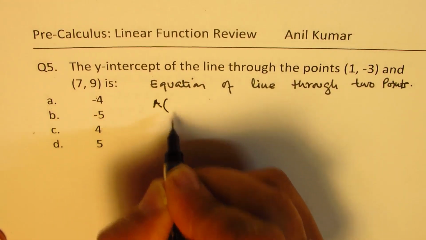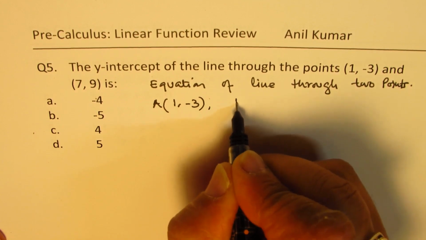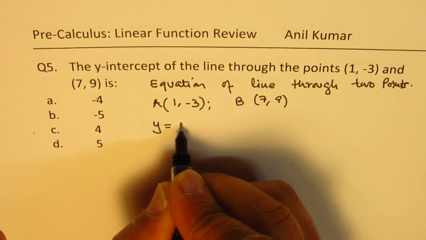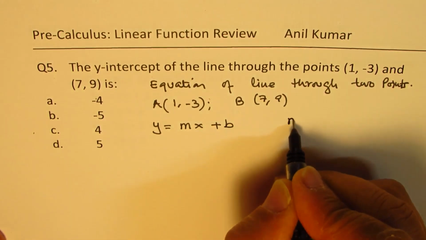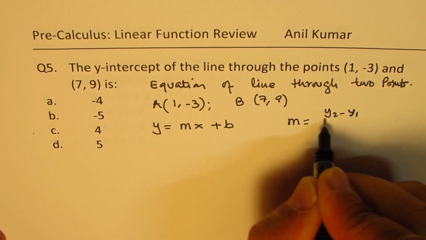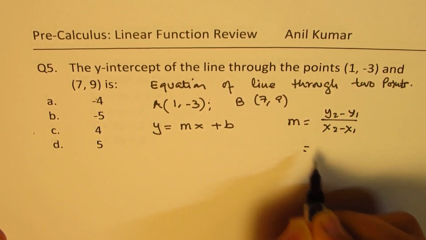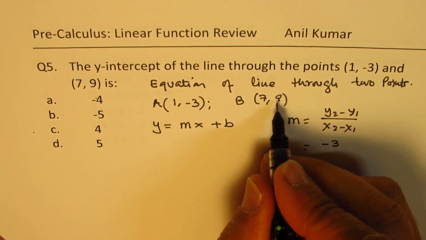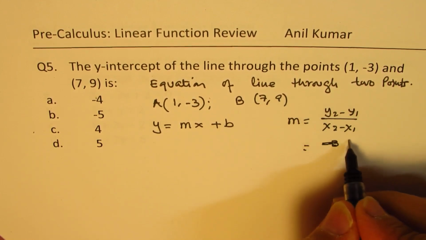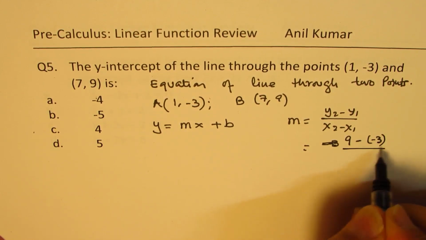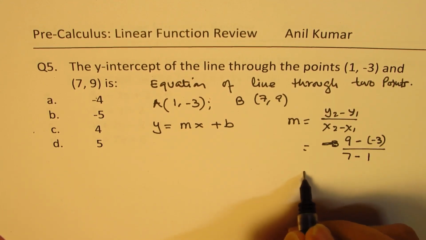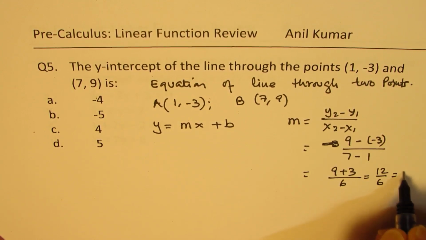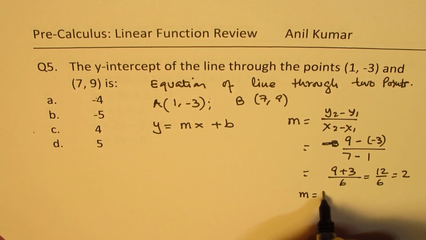In our case, let's say we have A, which is (1, -3), and the other point is B, which is (7, 9), right? The equation which we are looking for is y = mx + b, where the value of m is (y2 - y1) over (x2 - x1). So using these two points, we can use this point, right? Let me write that like this. So (9 - (-3)) divided by (7 - 1), which is (9 + 3) over 6, or 12 over 6, which is 2. So we know that slope m is equal to 2.